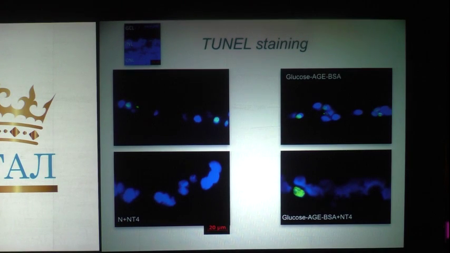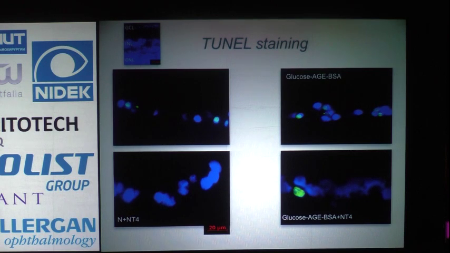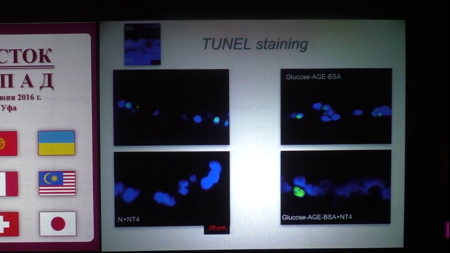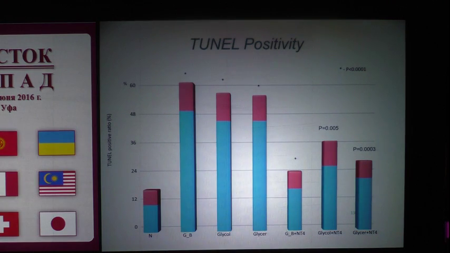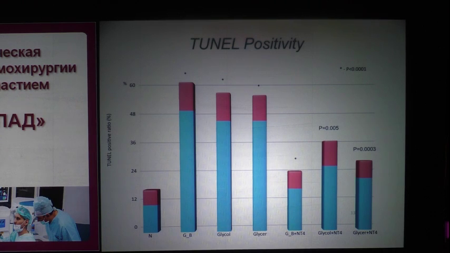So here is a representative microphotograph of TUNEL staining, and the blue signal is the ganglion cell layer, and the green signal is the TUNEL positive cells. So as you see, the advanced glycation end products exposure increased the number of TUNEL positive cells, and neurotrophin 4 decreased that number. So here is the ratio of TUNEL positive cells. As you see, neurotrophin 4 decreased the number of TUNEL positive cells in all groups of advanced glycation end products exposed retinas.